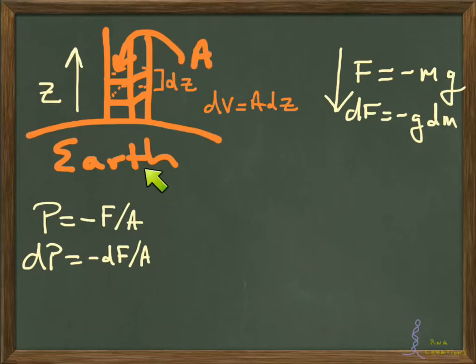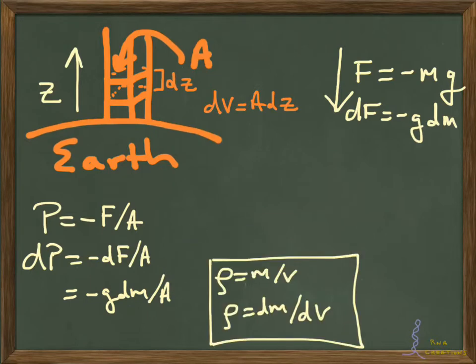We can then replace our value of dF with the value that we derived up here, minus g dm, and we're left with this expression shown here. We can then, over on the side, write down the definition of density as mass per volume. Because density is an intensive variable, it doesn't depend on the amount of material. A small m, dm, divided by a small V, dV, gives the same value of density. We can then solve this for dm and substitute into the equation on the left.